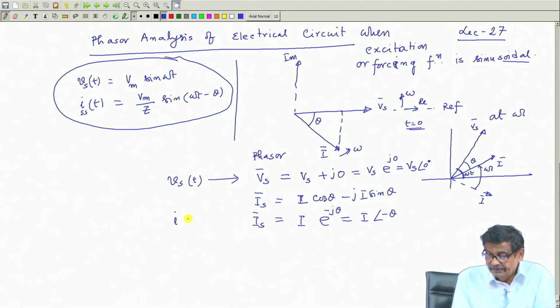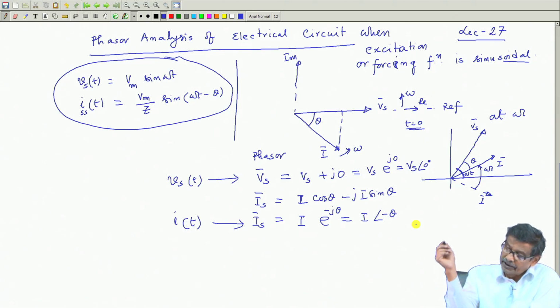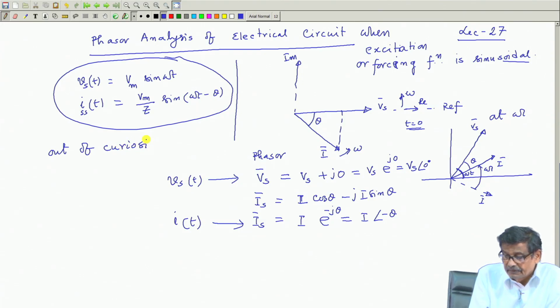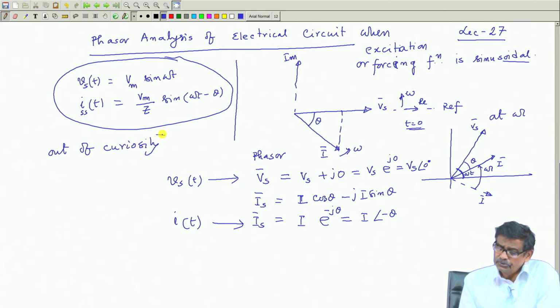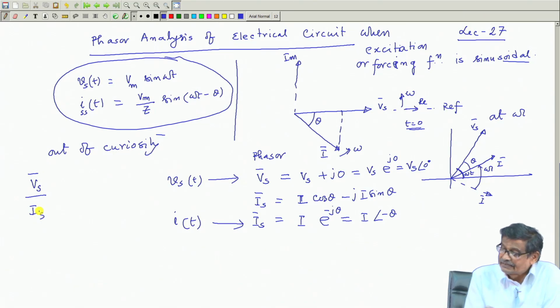The current in terms of phasor is like this. Now, the argument is like this. Okay, just out of curiosity, what you do, you divide these two phasors, V s bar by I s.